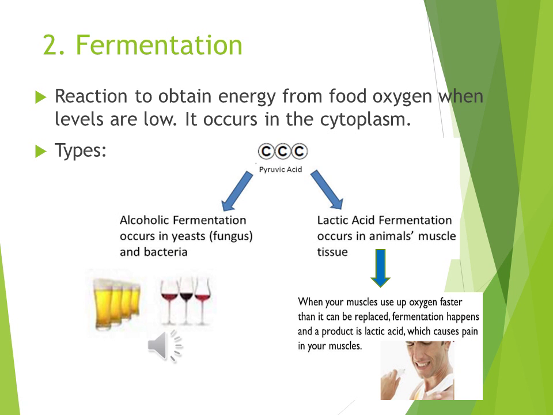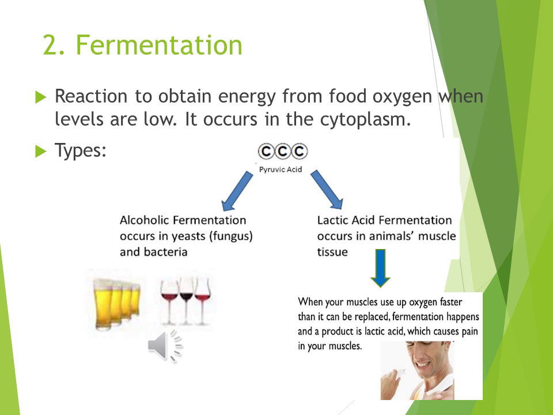Fermentation is a reaction to obtain energy from food when oxygen levels are low. It occurs in the cytoplasm. There are two types, and both are based on pyruvic acid. The first one is alcoholic fermentation. It occurs in yeast, fungus, and bacteria. The second one is lactic acid fermentation. It occurs in animals' muscle tissue.